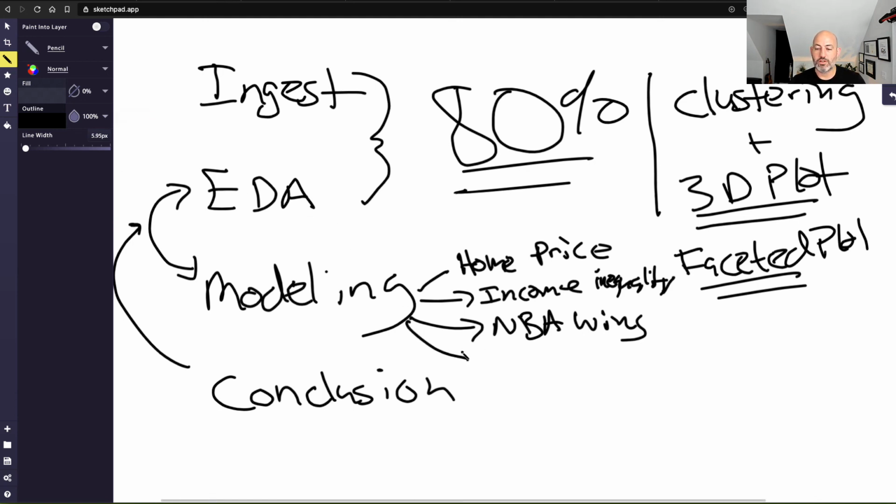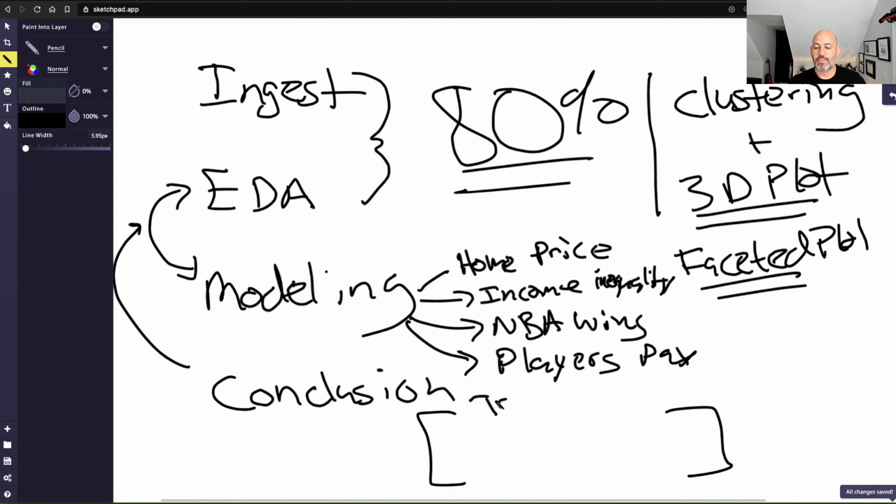You could also look at endorsements for players, like who are players that should be paid more money, and they're underpaid. Player pay, right? And then you potentially could have multiple stories that you tell. In fact, you could write a whole article about this. You could say, trends in income inequality, right?